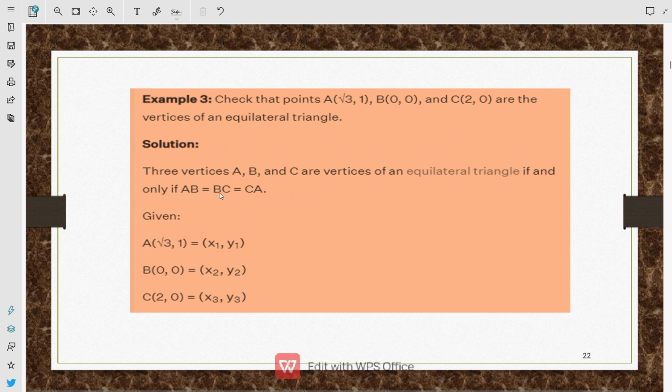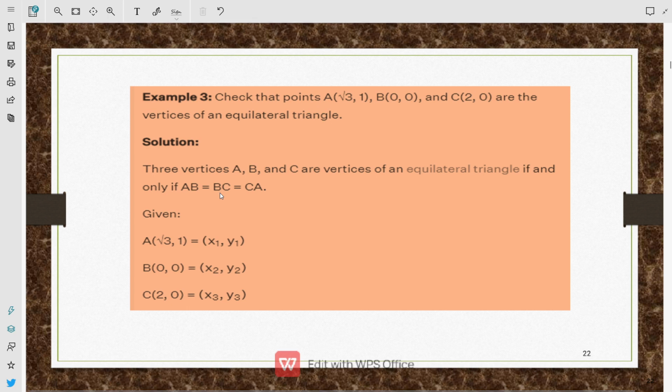Here they are given that the 3 points are the vertices of an equilateral triangle. So what is an equilateral triangle? An equilateral triangle is one where all sides are equal, right? So we have to compute the distance between these 3 points, that is, the distance between AB, AC and BC. If the distances AB, AC and BC are the same, then that particular triangle is said to be equilateral. Otherwise, that triangle is not an equilateral triangle.